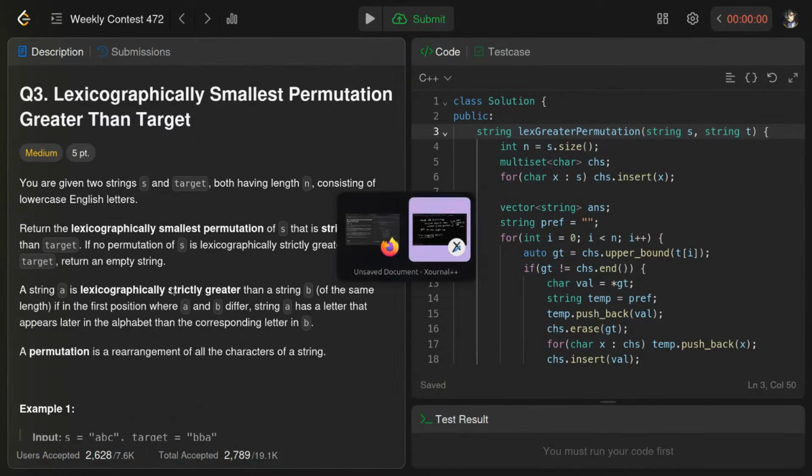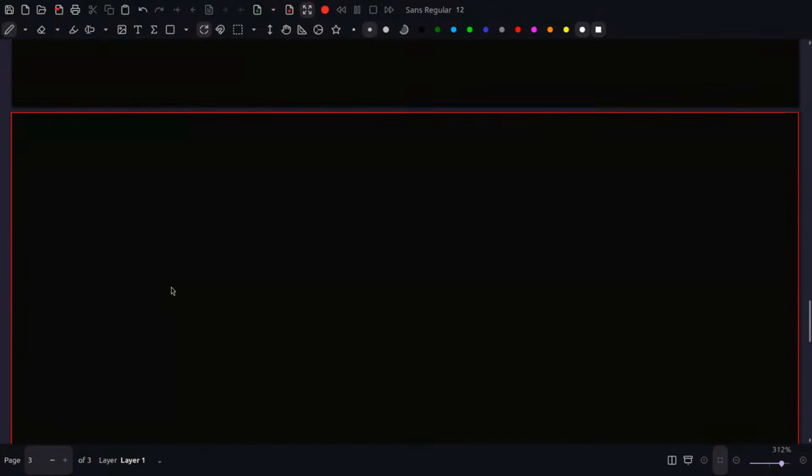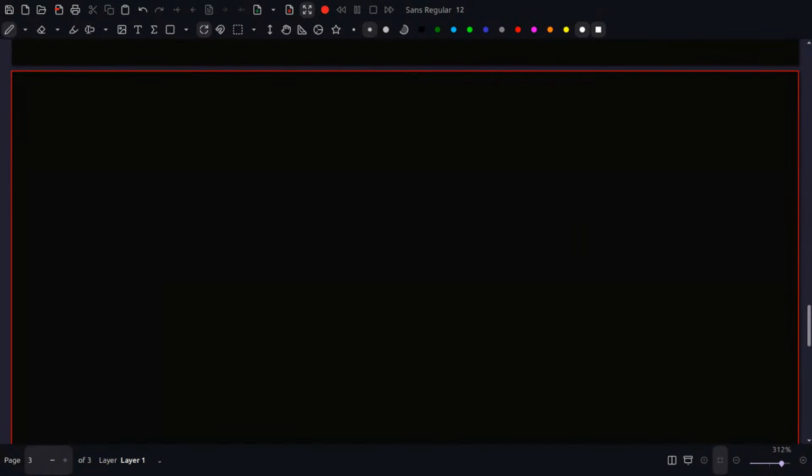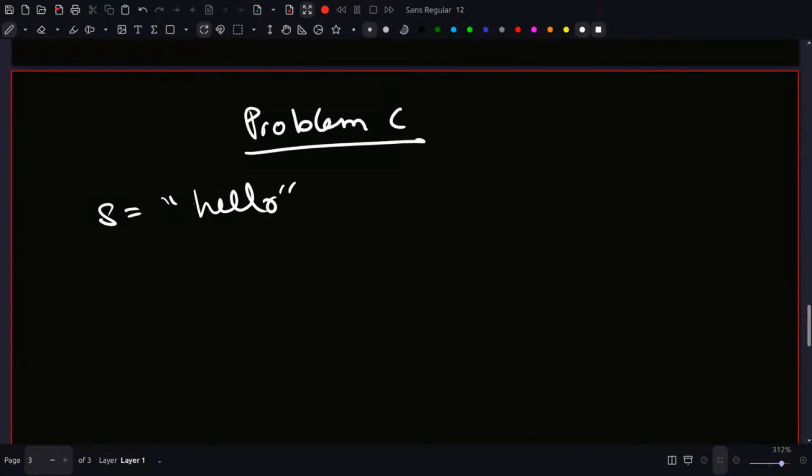Okay, so basically what we're saying is that we are given a string S. Let's say it's like hello, and we're given a string target, which is something like LELHZ. Fine, this is going to be our target.